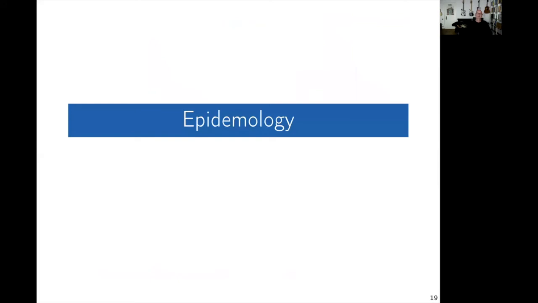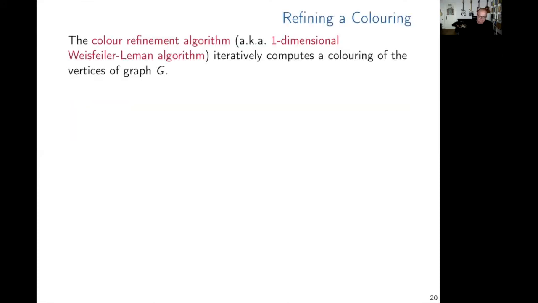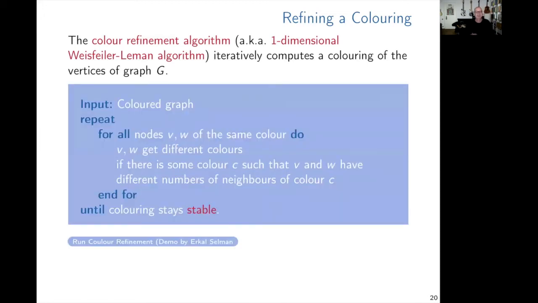Now, I'm getting to a hot topic in current times, which you may not recognize immediately, but will in a minute. But I start with an algorithm that appears in all of my talks, the color refinement algorithm, or one-dimensional Weisfeiler-Leman algorithm, and that computes a coloring of the vertices of a graph. Okay, sorry for all those who have seen me give this slide many times, but let me just explain the algorithm for those who haven't.